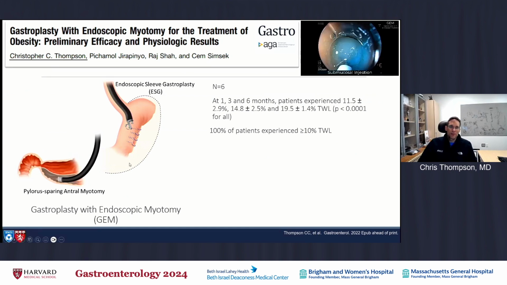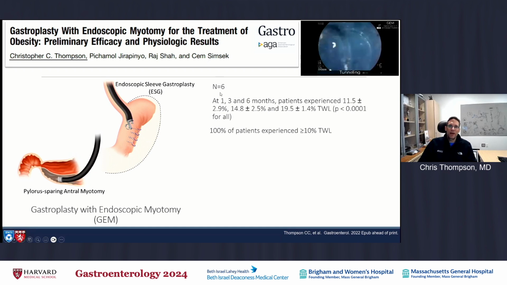Well, this is another procedure. We published this recently in Gastro. And this is called the GEM procedure, gastroplasty with endoscopic myotomy. Since we know gastric balloons and ESG both work by delaying gastric emptying, there are other ways you can delay gastric emptying that might be more effective and less expensive, because you might be able to do these without a suturing device. So this is one thing we've been pioneering.